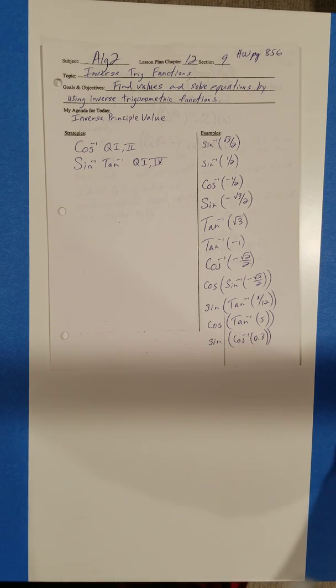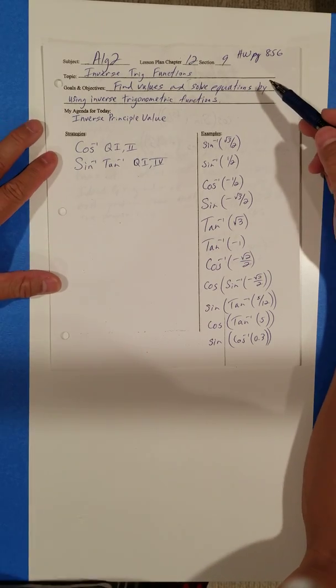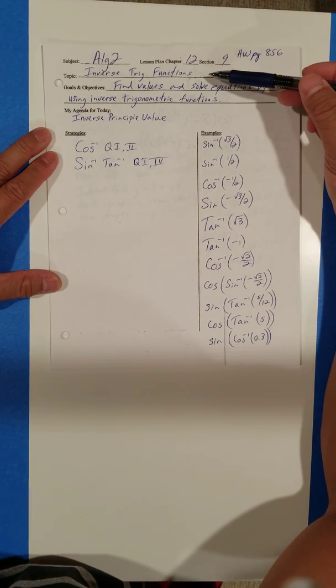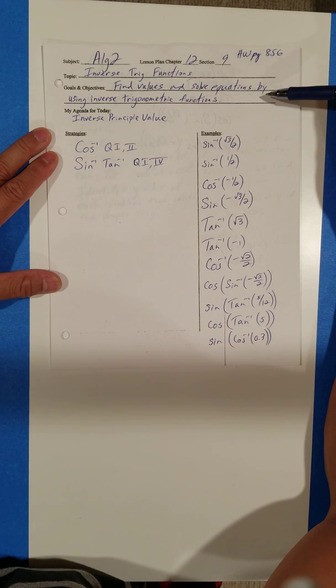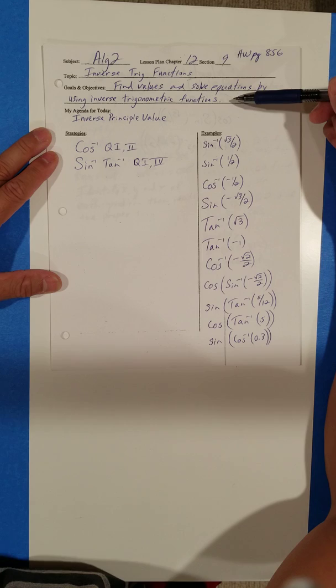All right, guys, here we go. This is Algebra 2, Chapter 12, Section 9. This deals with inverse trig functions. So what we want to be able to do is find values and solve equations by using inverse trig functions.